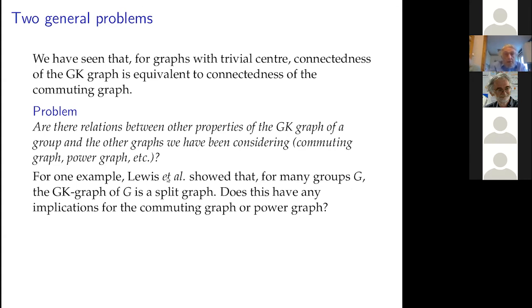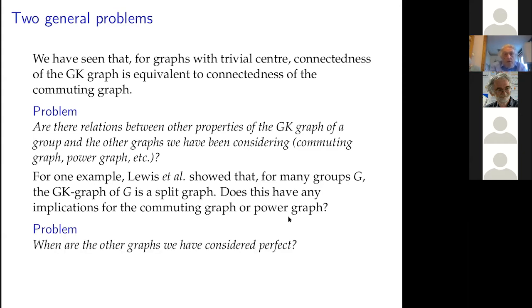There's a paper that Natalia pointed me to showing that it often happens that the Grunberg-Kegel graph is a split graph. That is, the vertices are the disjoint union of a complete graph and a null graph. Does that have implications for either the commuting graph or the power graph?